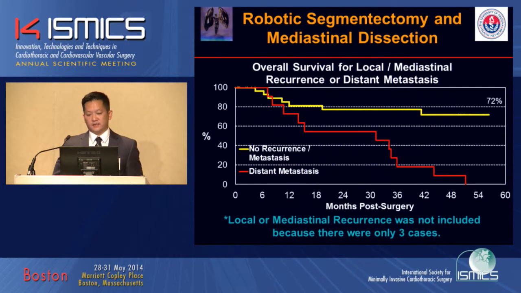We also looked at recurrence or distant metastases and their survival based on that. If you did not have either of these, you had a 72% survival, cancer-specific, and based on distant metastases, this drops off. We didn't show the curve for local or mediastinal recurrence because there were only 3 patients that had this. That translates to 6%, but I just want to comment that we felt that this was this way because we had an R0 resection based on our mediastinal dissection and anatomic segmentectomy.